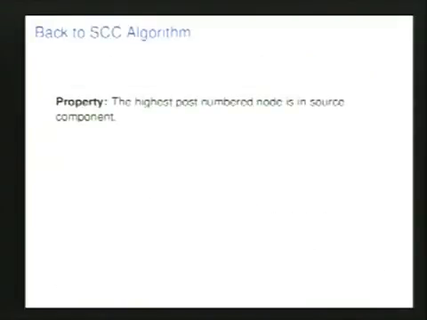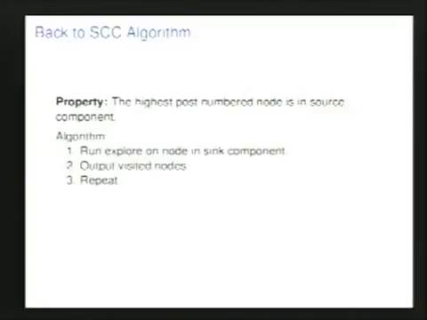Okay, the highest post-order number is in some source component. There might be more than one. So the algorithm is run. Remember, I'm just reiterating the old algorithm we said. We run explore on the node in the sink component, and we output the visited nodes and repeat. And now we found a way to find the sink component, or did we?